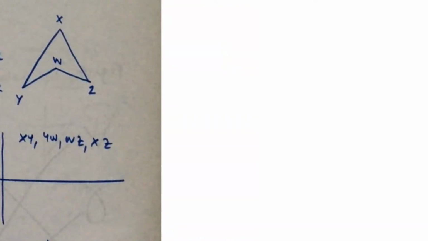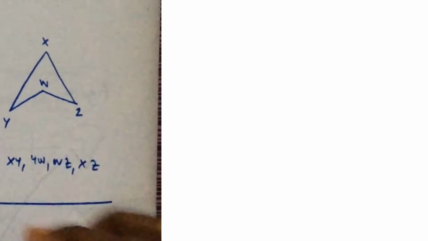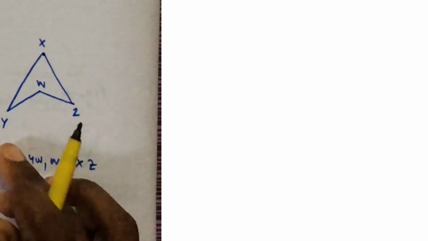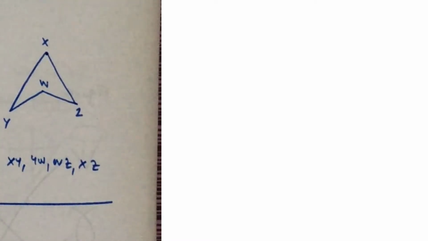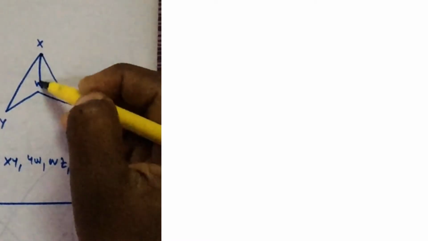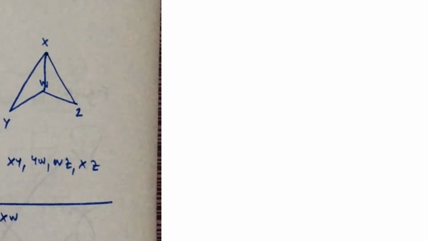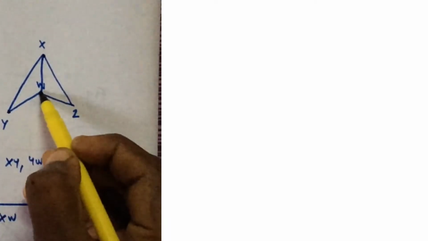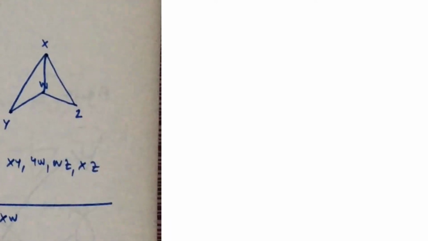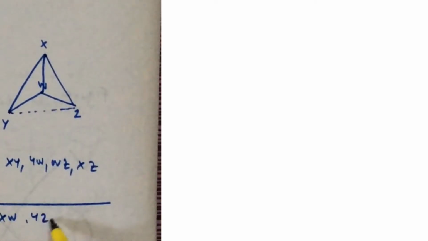The line segments connecting two non-consecutive vertices of a polygon are called diagonals. Okay, if you see here, the nearby vertices to X are Y and Z. So you have to draw a line other than that, which is XW. XW is a diagonal. Okay, if you start from Y, W and X are nearby. So other than that you have to draw this. So YZ is a diagonal.